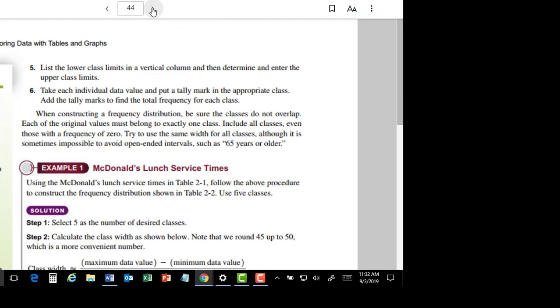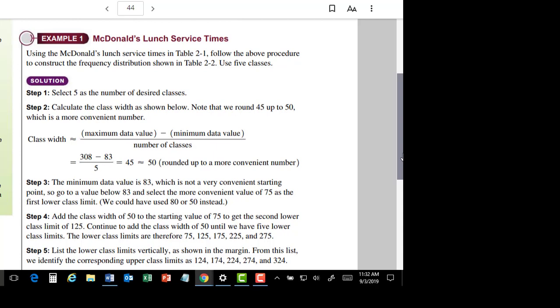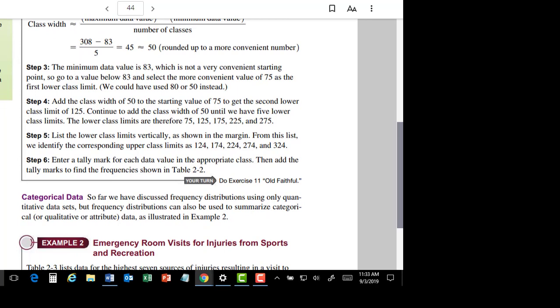So here's an example. They have table 2.1. The biggest one was 308, the smallest one was 83. They want five cells, so the width is going to have to be 45. They round that to 50. The minimum number is 83.